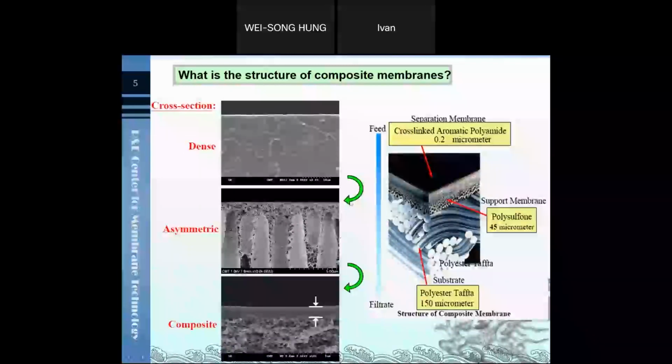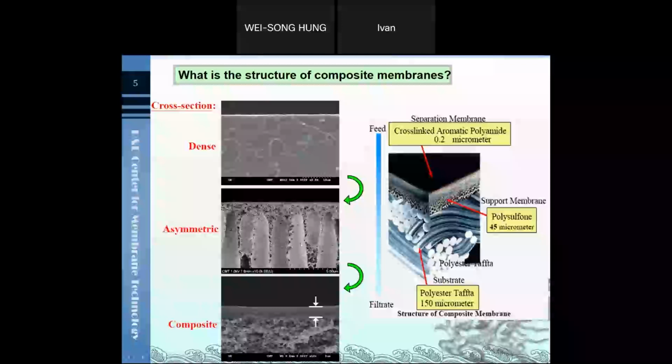So in this slide, we discuss the basic reverse osmosis membranes. What is the structure of composite membranes? We know the dense membrane provides the highest selectivity, but the flux is lower because of the greater resistance. This structure is called asymmetric membranes. The asymmetric membranes provide a high flux but cannot maintain the selectivity.